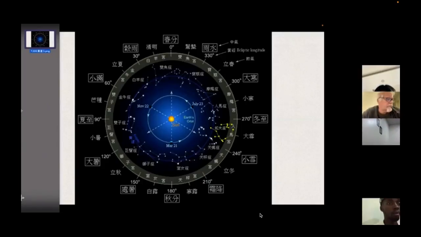You see, as the Earth goes around the sun, each month there's a different constellation behind the sun. Those constellations are the Zodiac.